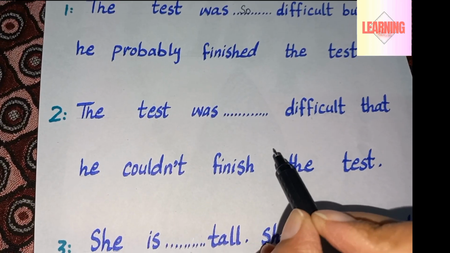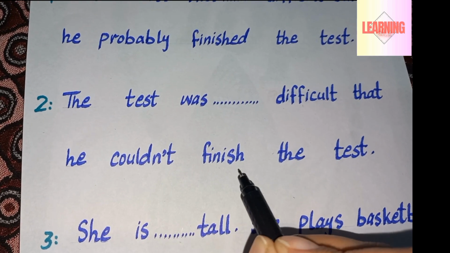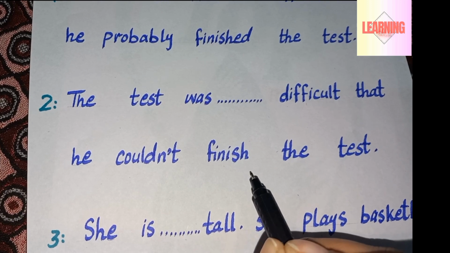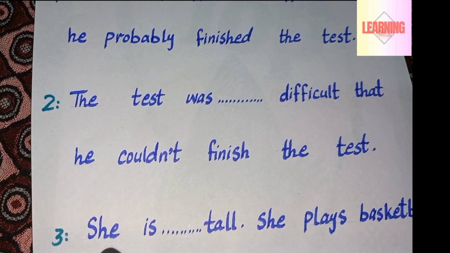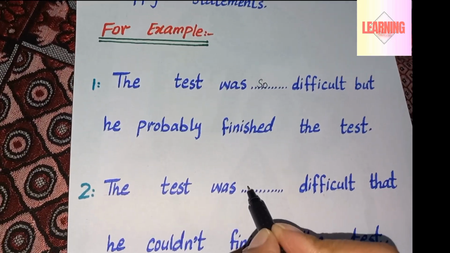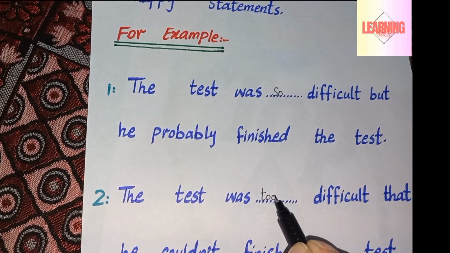The test was blank difficult that he couldn't finish the test. Now he couldn't finish the test. So far he was sad, unhappy. So here it comes "too", because the statement is unhappy.